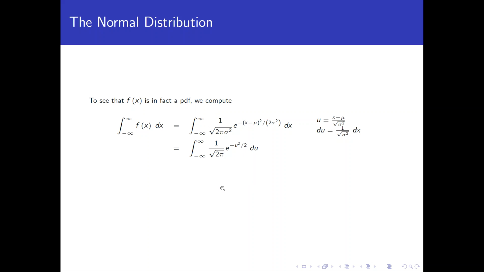So we make the substitution here. We still have the integral from minus infinity to infinity. We get 1 over square root of 2 pi e to the minus u squared over 2. And that we computed in a previous video. This is exactly square root of 2 pi. So we get 1 over square root of 2 pi times square root of 2 pi, which gives us 1.